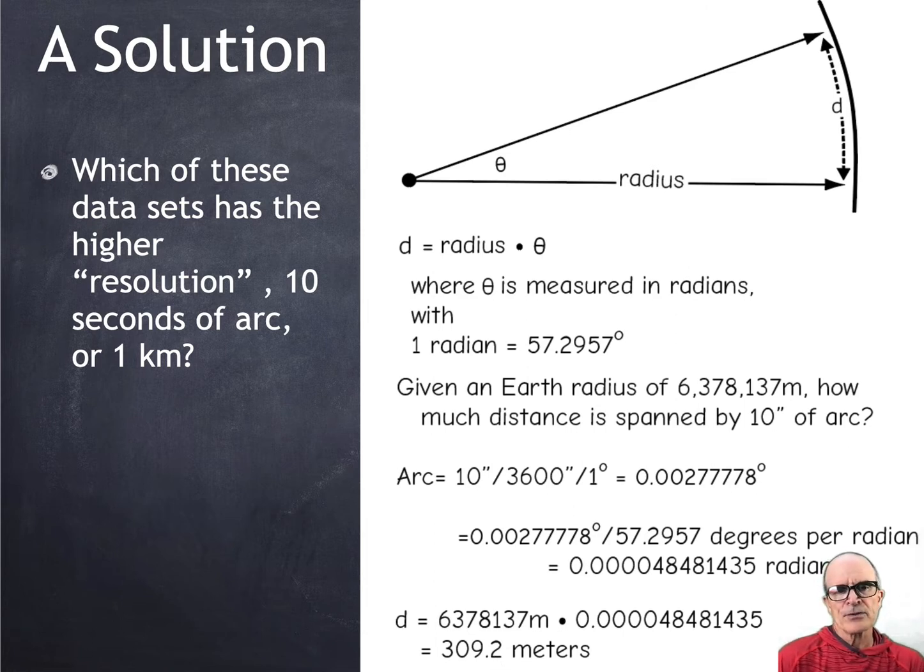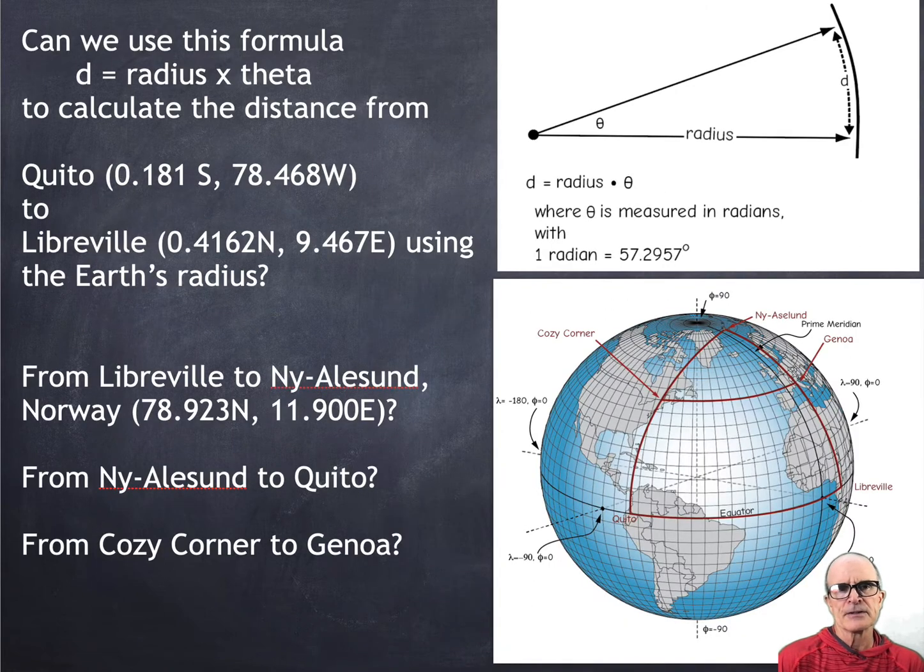So one has 309 meters, and that's a much higher resolution than the 1 kilometer. So the old data are actually at a higher resolution than new data. I could get new data at a higher resolution to compare to these, right?